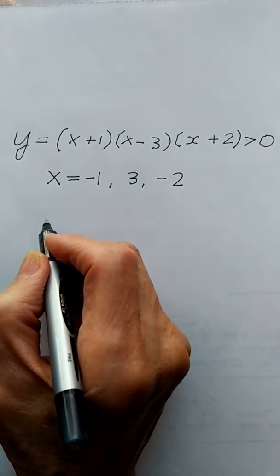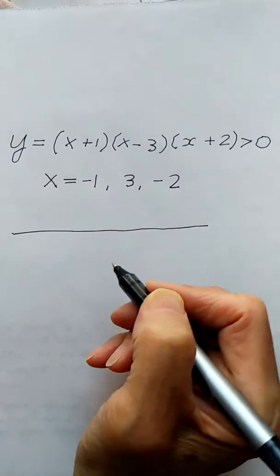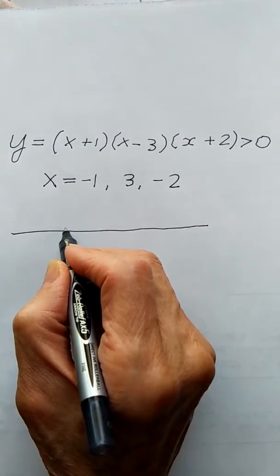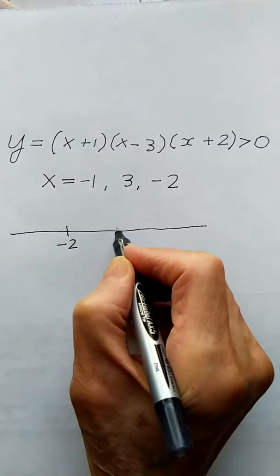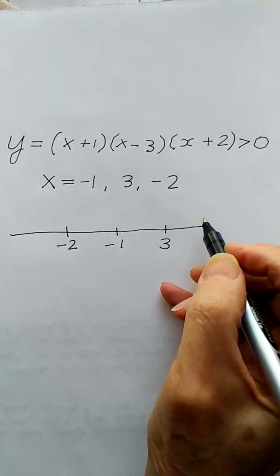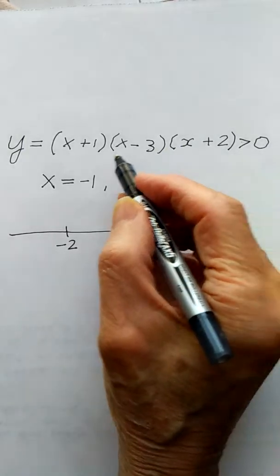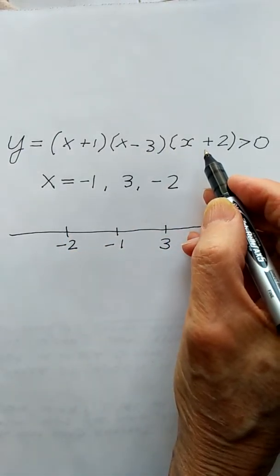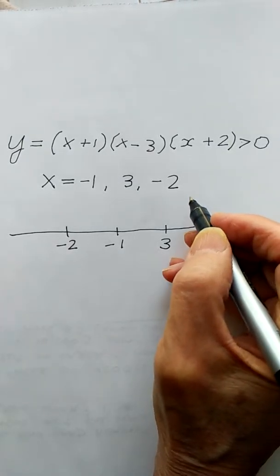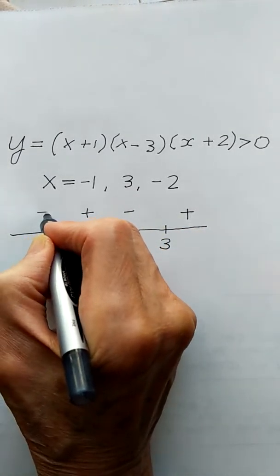Once we have the x-intercepts, or the zeros, we draw a number line. On this number line, we mark down the 3 zeros. So it's -2, -1, and 3. The next is to mark down plus minus signs. We look at the expansion. If we expand this polynomial, we have x cubed. And the x cubed is a positive term. Therefore, we start with positive and alternate negative, alternate positive, negative.